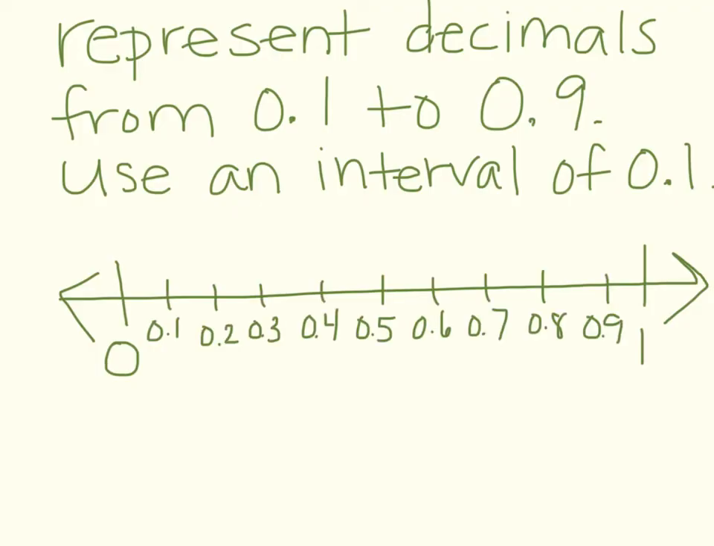I've completed the number line by dividing the space between 0 and 1 into these equal parts with 1/10 intervals. So we go from 0 to 1/10 to 2/10 to 3/10 and so on. The question asks us to represent the decimals from 0.1 to 0.9. So we'll begin drawing our dots on 0.1 and we'll include each 1/10 interval all the way up to 9/10.